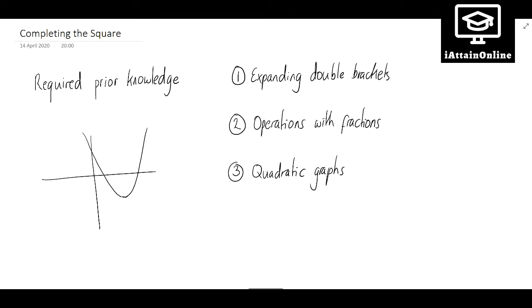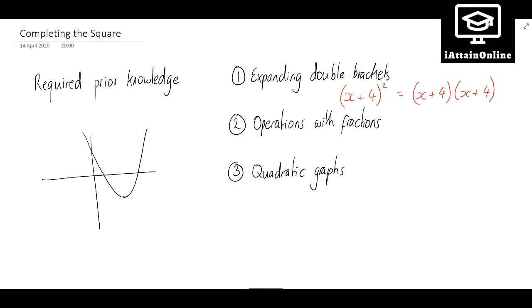What I mean by expanding double brackets is questions that look a little bit like this. For example, x plus 4 squared. Remember that squared means everything in the bracket times itself. So x plus 4 multiplied by x plus 4, and then you'd expand and simplify those brackets. Operations with fractions, things like multiplying fractions, adding fractions, subtracting fractions, and quadratic graphs. I've done a quick sketch of a quadratic graph over on the left here.